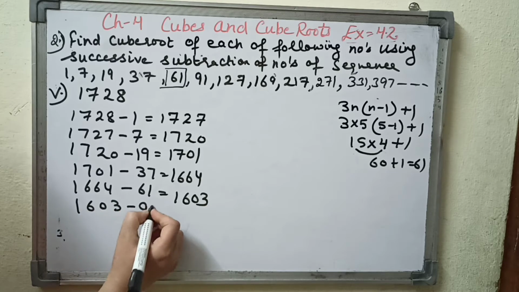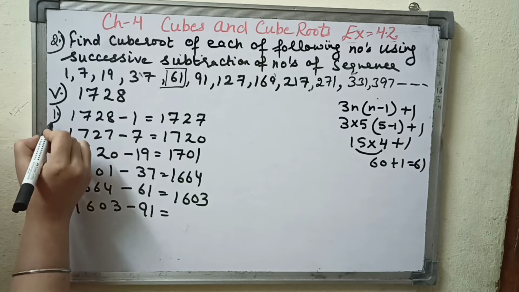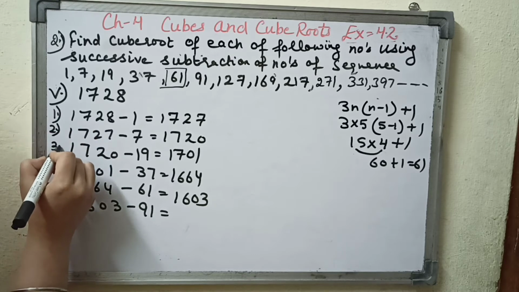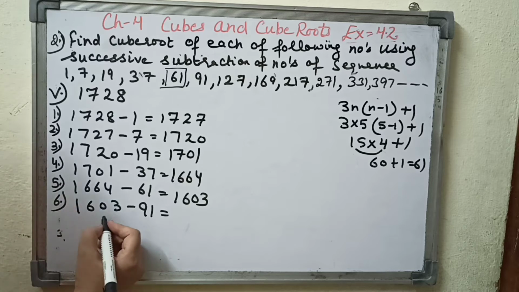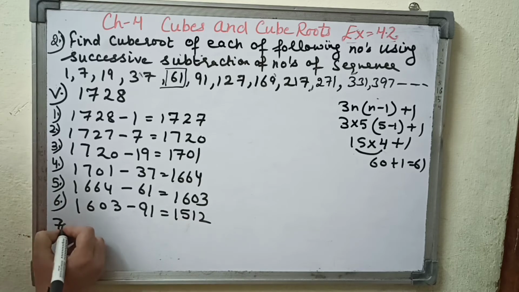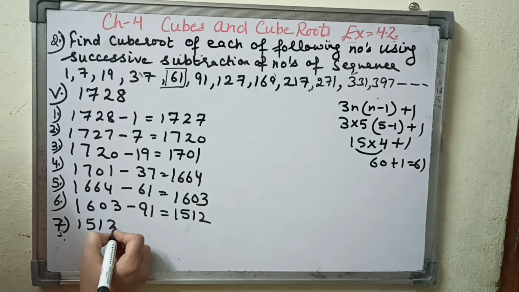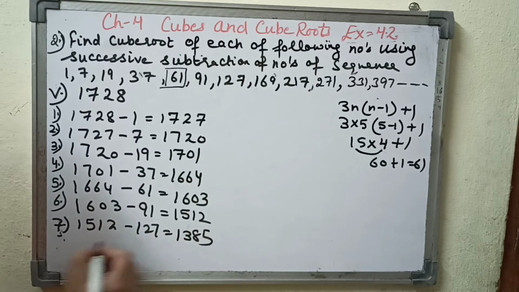1603 minus 91. Next term, sixth term is 91. Better also write down the step number. First step, second step, third step, fourth step, fifth step, sixth step. And I subtract 91 from 1603, I will get 1512.